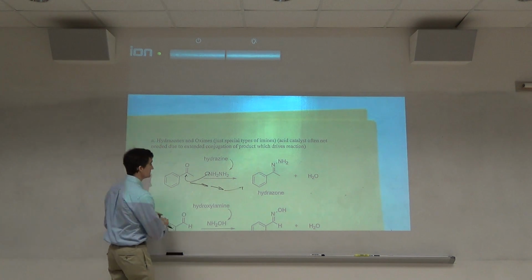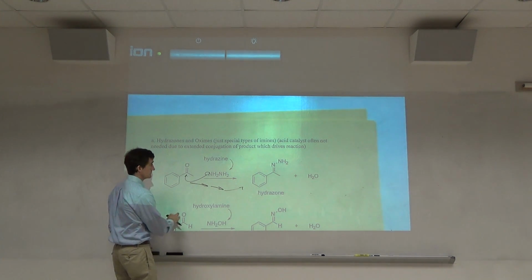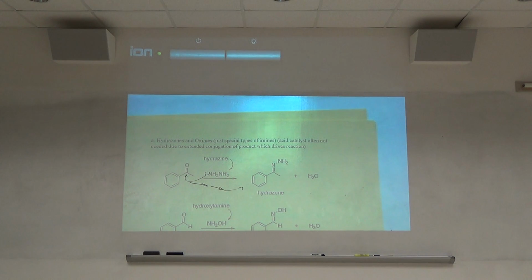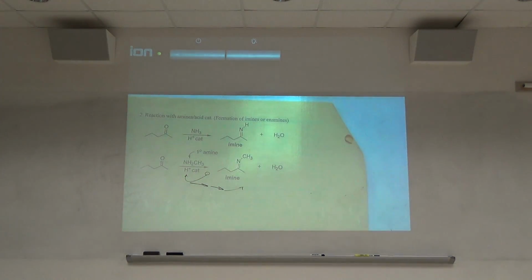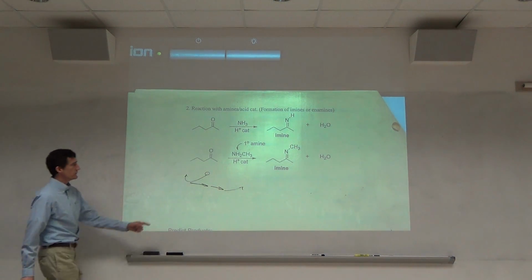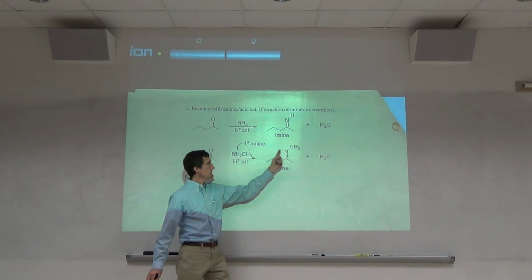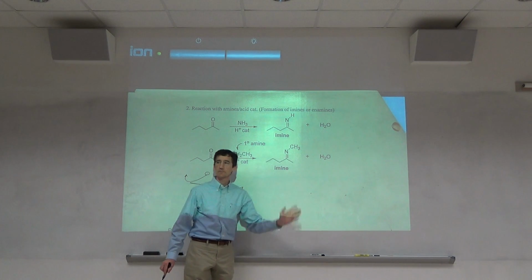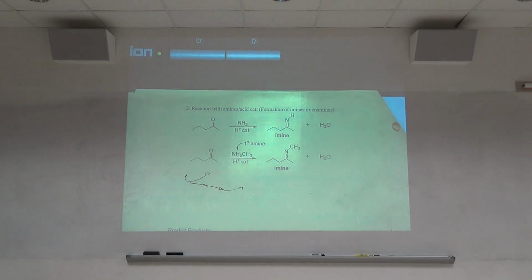So, that's nothing more than going back over here. And instead of doing NH2 methyl, you just change the methyl to NH2, and it's the same thing we looked at before. It just has a unique name.